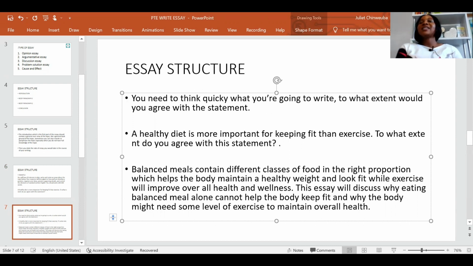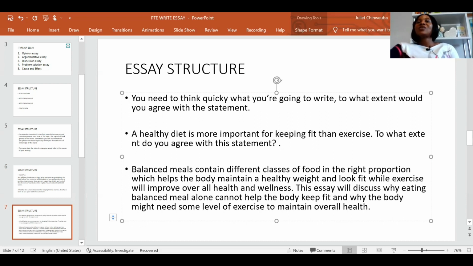Okay, so a healthy diet is more important for keeping fit than exercise. To what extent do you agree with this statement? So I brought back the question here, so you can see me paraphrasing it here. So I said here, balanced meals contain different classes of food in the right proportion, which helps the body maintain a healthy weight and look fit, while exercise will improve overall health and wellness.